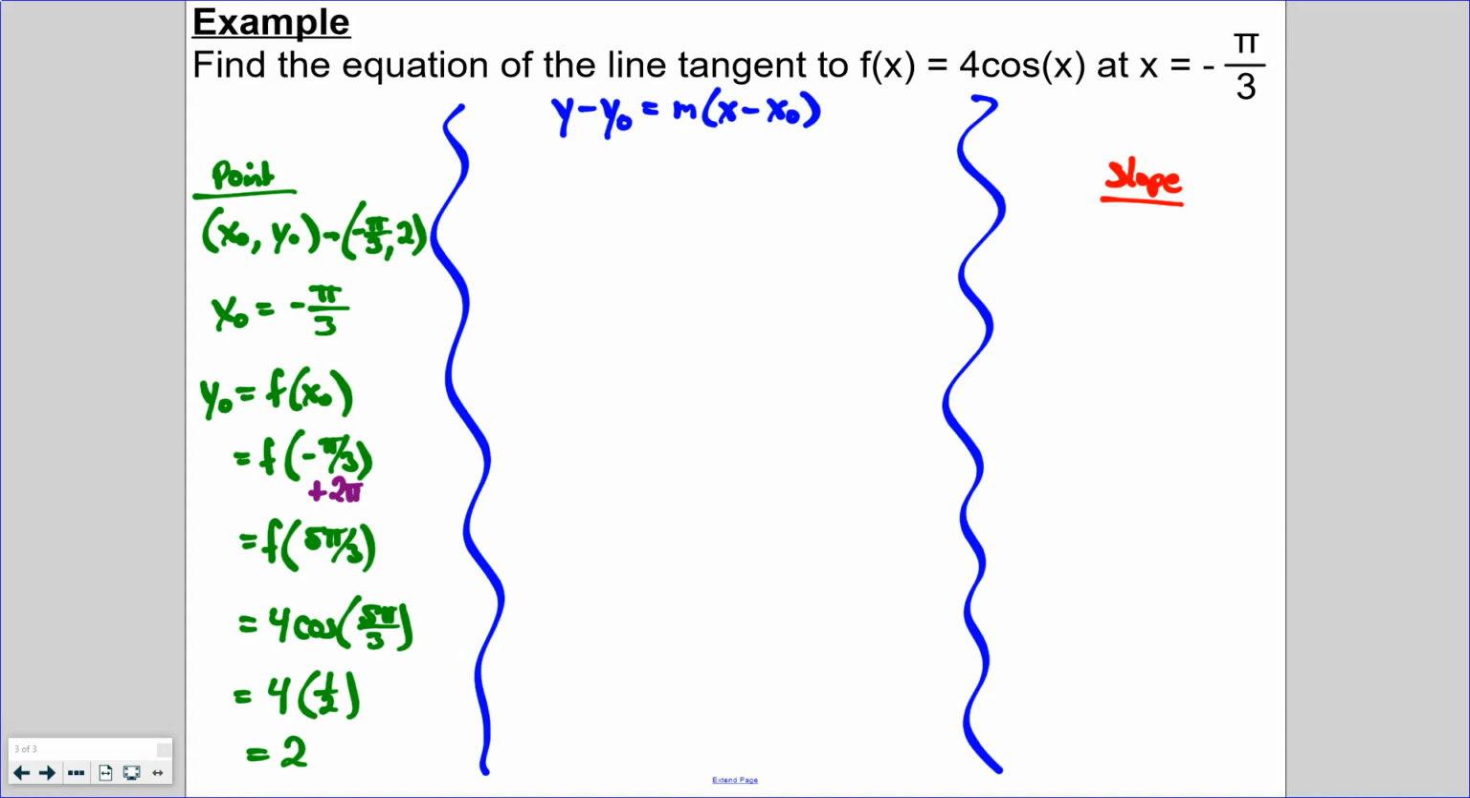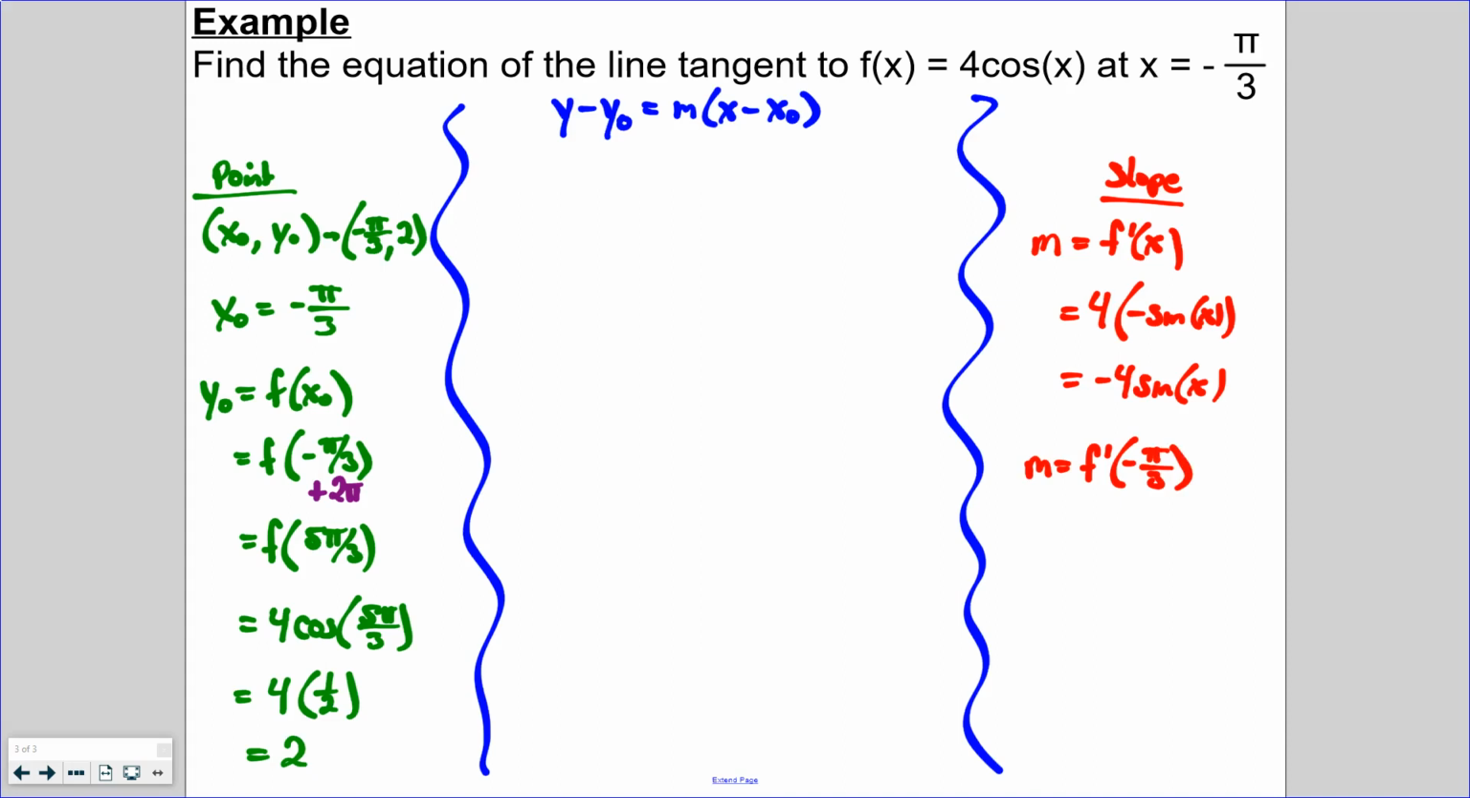All right, next up is the slope. And let's remember that the slope is equal to the derivative of our function. So first thing we need to do is take the derivative of 4 times cosine of x. Well, remember the coefficients stay alone, and the derivative of cosine is negative sine of x, which means our formula to find the derivative at any point on our function is going to be negative 4 sine of x. But we don't want the derivative at any point. We want the slope at negative pi over 3.